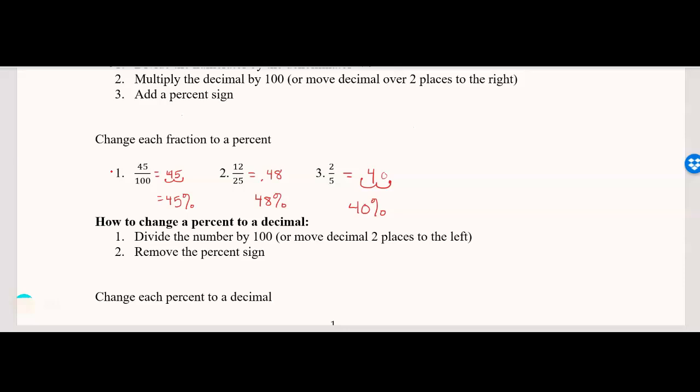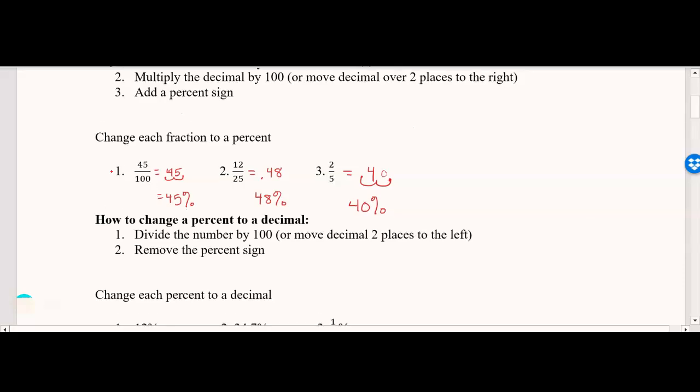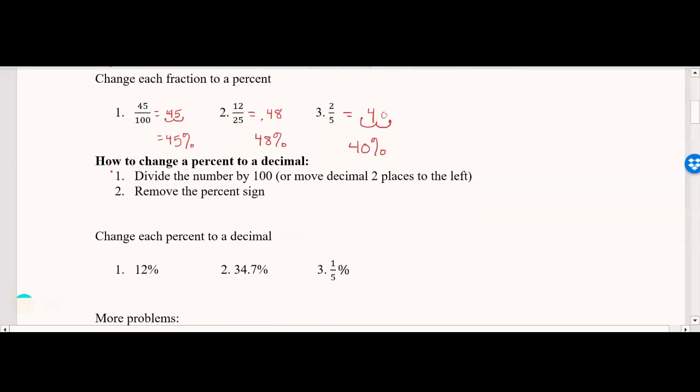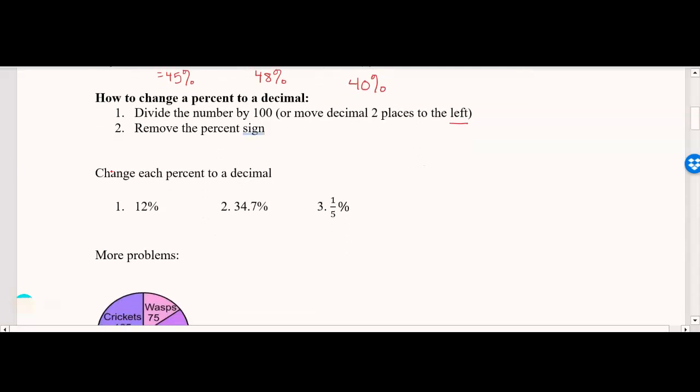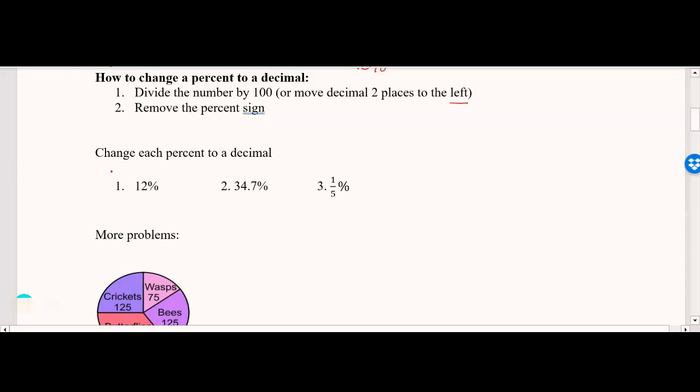Now let's go the other way. We're going to change a percent to a decimal. All right, so we're actually going to go the other way. What we're going to do is now, instead of multiplying by 100, because we're going in reverse, we want to divide by 100 or move the decimal 2 places to the left. So we're going the other way. And then remove the percent sign because now we're not writing it as a percent, but we're writing this as a decimal. So in other words, 12%, again, 2 ways to do it.